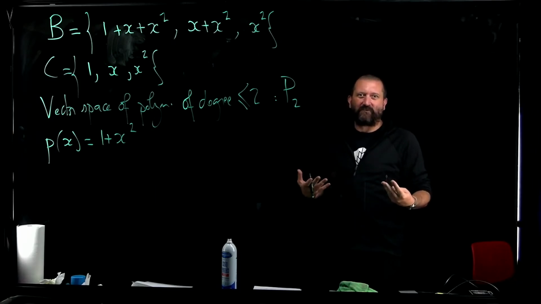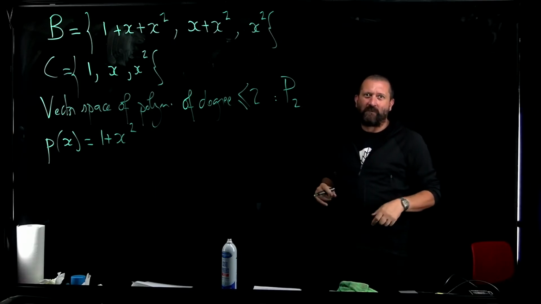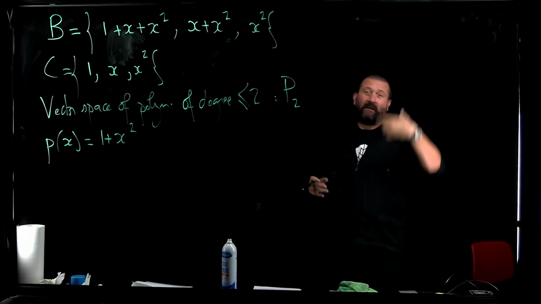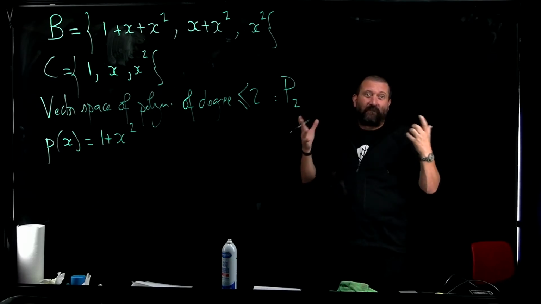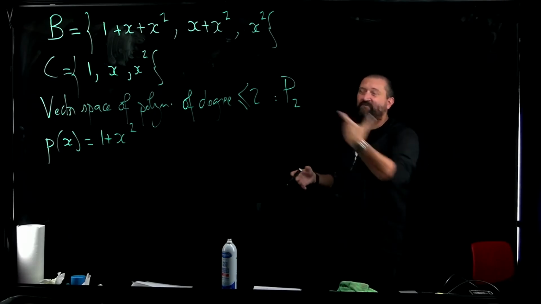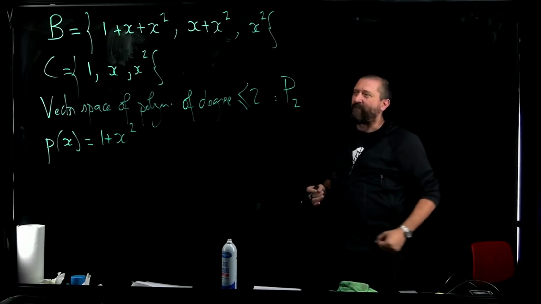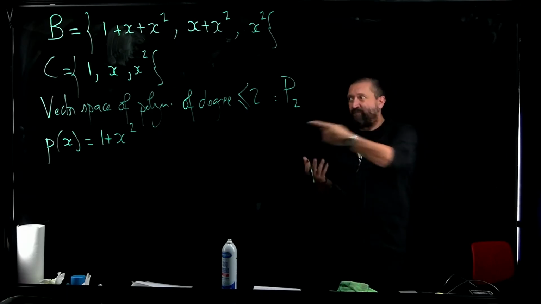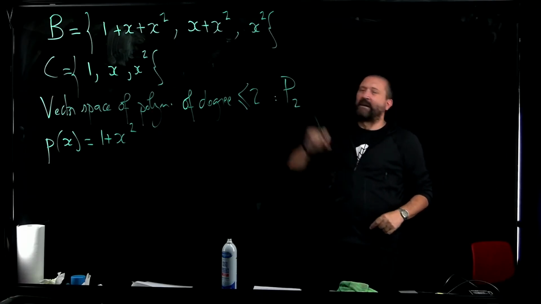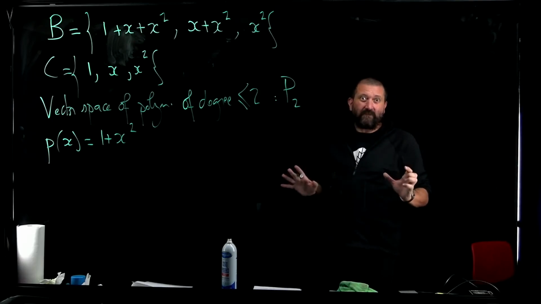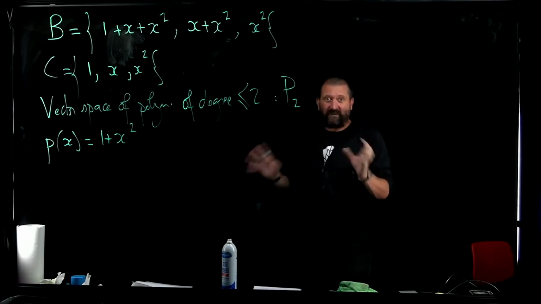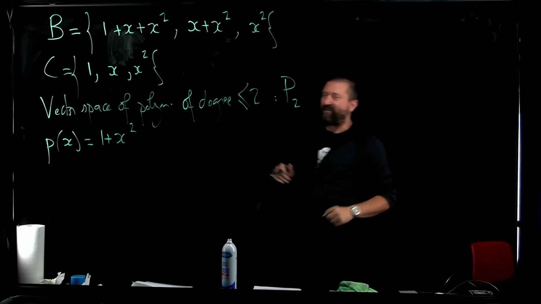I haven't made you show this, but you would easily show, the same way as you showed that the space of 2 by 2 matrices was a vector space, that this is a vector space. How do I express P of x in the basis B? It's very, very simple, and you will see that's why B is a basis.